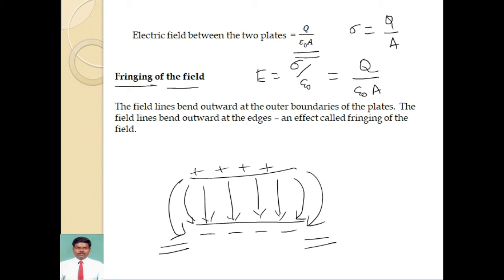This can be minimized by using the condition d square is very less than A, where A is the area of the plate and d is the distance of separation between the two plates. So the fringing effect of the field can be minimized by using this condition, and we can keep the electric field constant in between the two plates. So it's a very important thing.